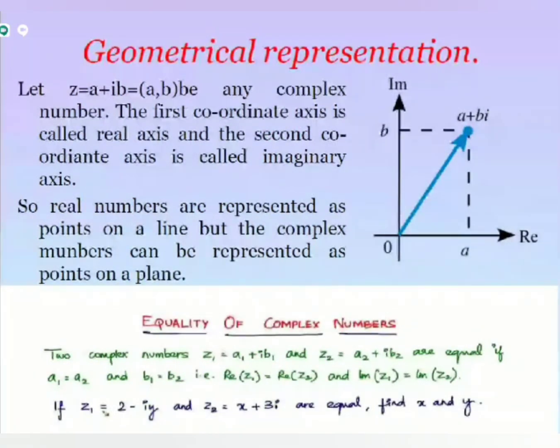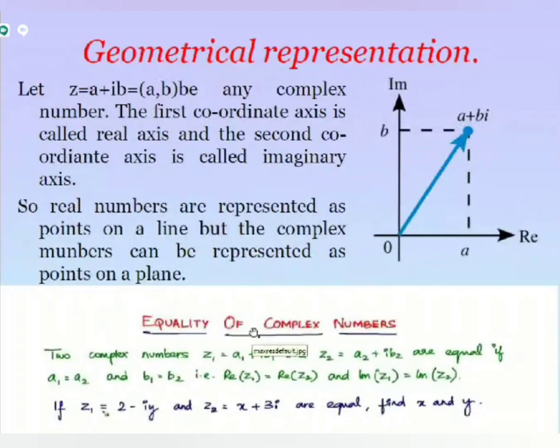Next, geometrical representation of a complex number. Let z equal to a plus iota b, equal to the ordered pair (a, b), be any complex number. The first coordinate axis, that is the x axis, is known as the real axis, and the second coordinate axis is known as the imaginary axis. So real numbers are represented as points on a line, but a complex number can be represented as a point on a plane. This is a plus iota b. This is a complex number.